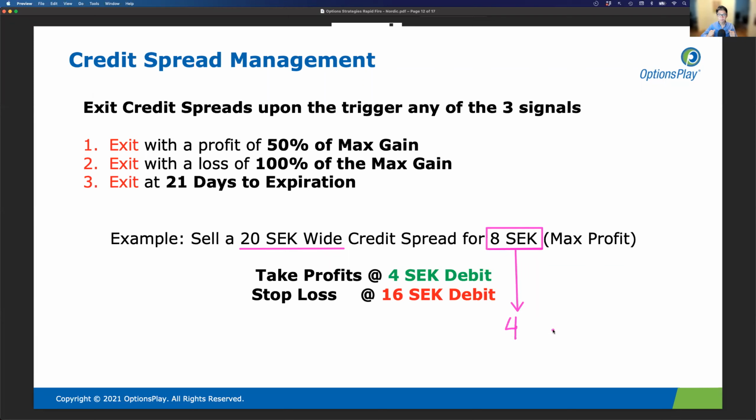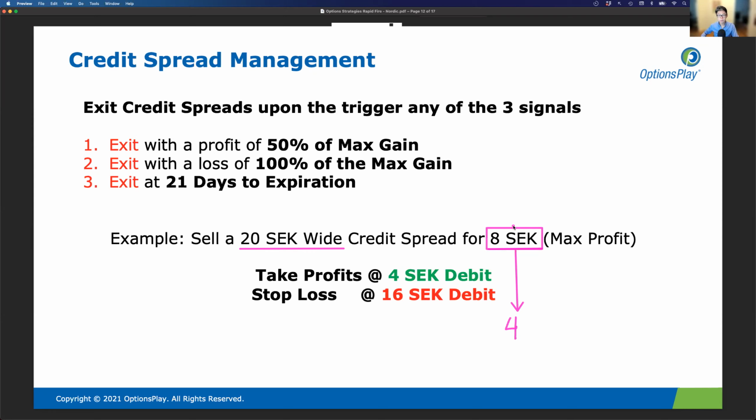That's half of my max profit. Because remember, whenever you're selling something, the premium that you collect, that's your max profit. So if I collect 8 crowns, that's the most I can make on this trade. So if I make half of that, which is 4 crowns, then I've made 50% of my max profit. So if you sell something for 8 and now you can buy it back for 4, it's time to take profits on that particular trade.